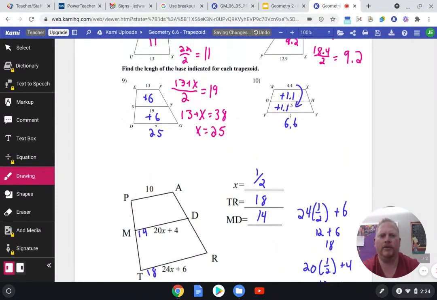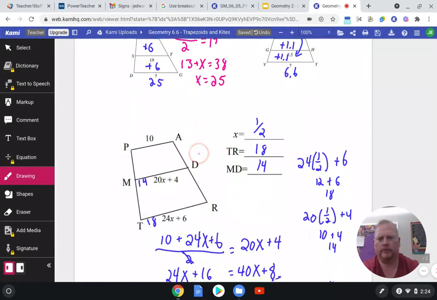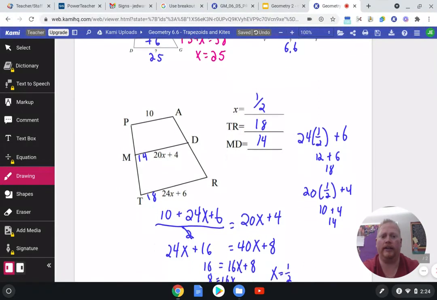So let's see if that little trick that I did up here works, where you go from here to here and then do the same thing to get to the other base. How do I go from 10 to 14? I add 4. And then if I add 4 again, does it get me 18? Sure enough. So that's proof that I've done it correctly.